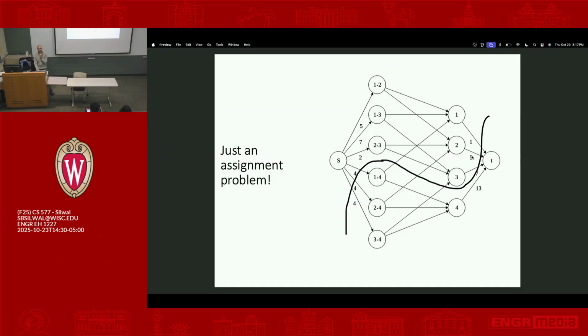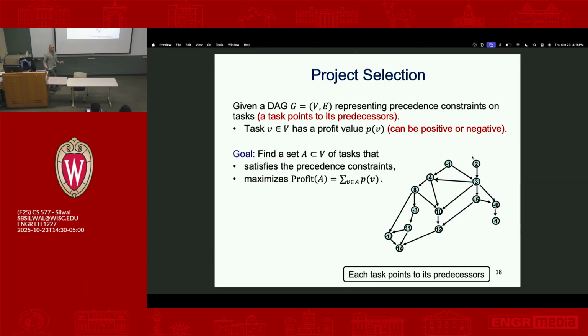Okay. All right. So now let's move to a little bit more complicated assignment problem. So this is kind of increasing the power of flow. This is a pretty abstract problem. So let's say I have a bunch of jobs.